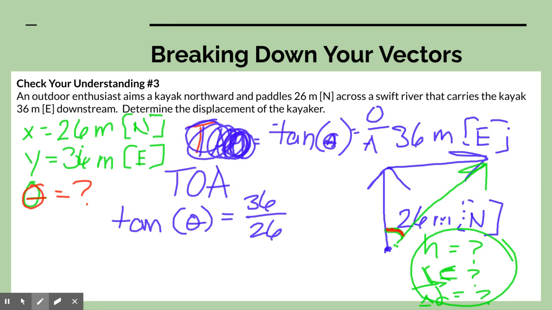But now, remember, we can't divide theta or tangent. We have to have an inverse tangent. So theta is equal to inverse tangent of 36 over 26.